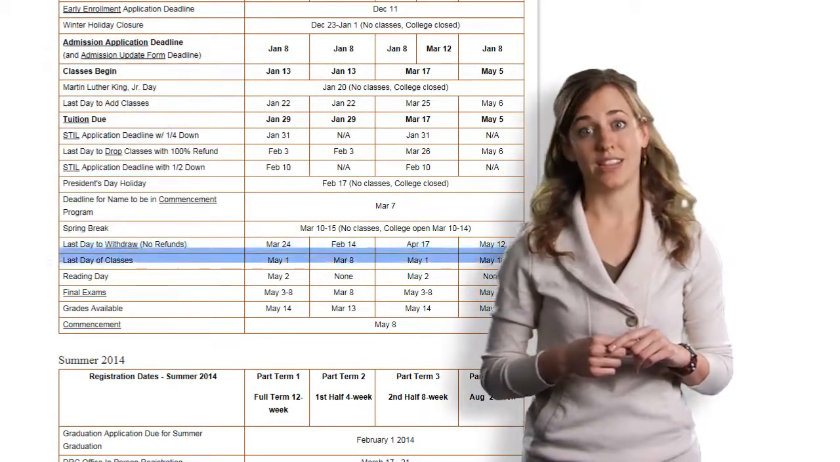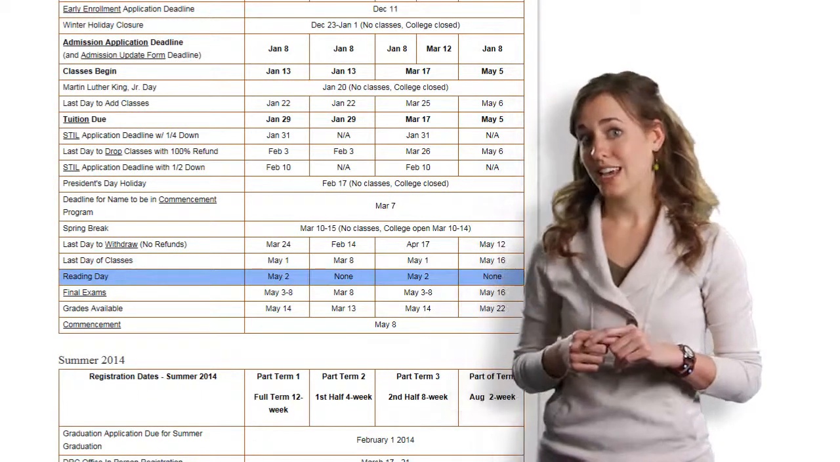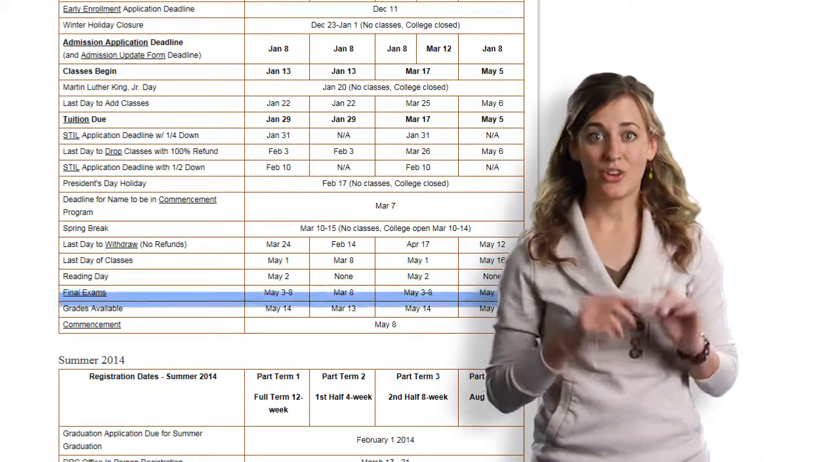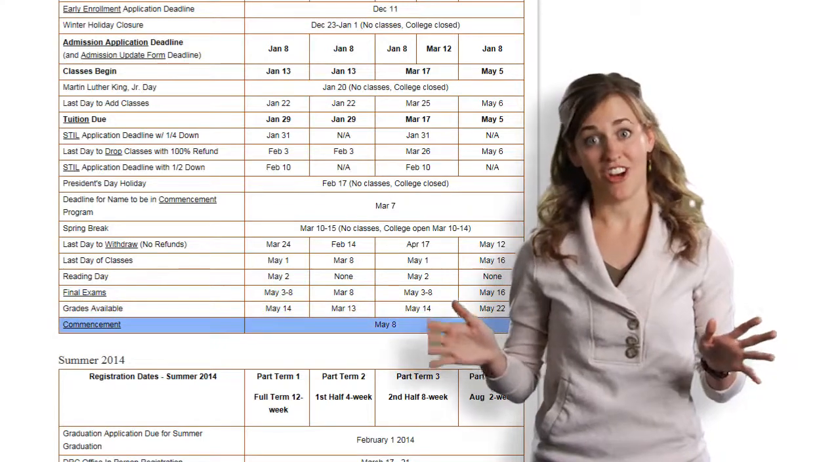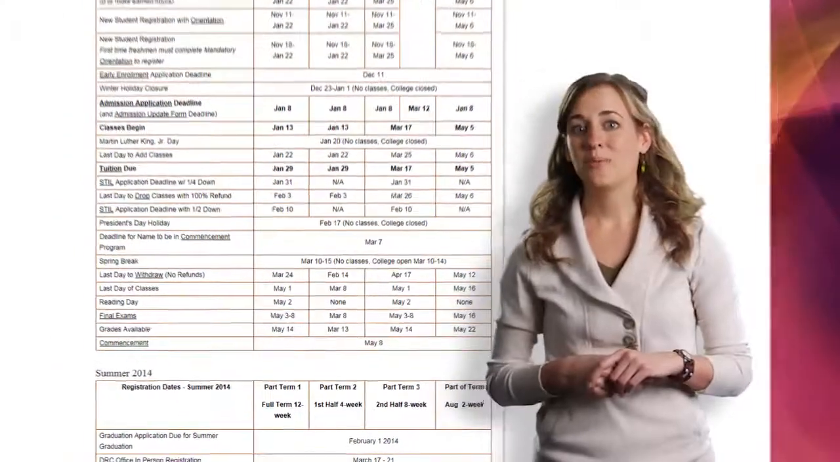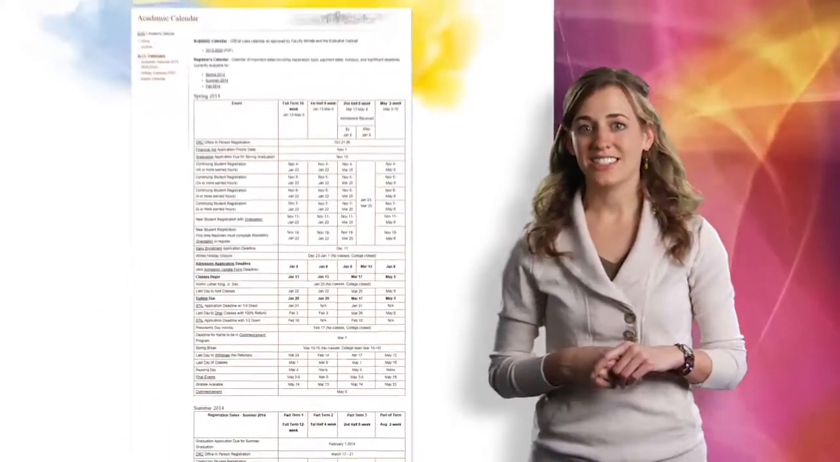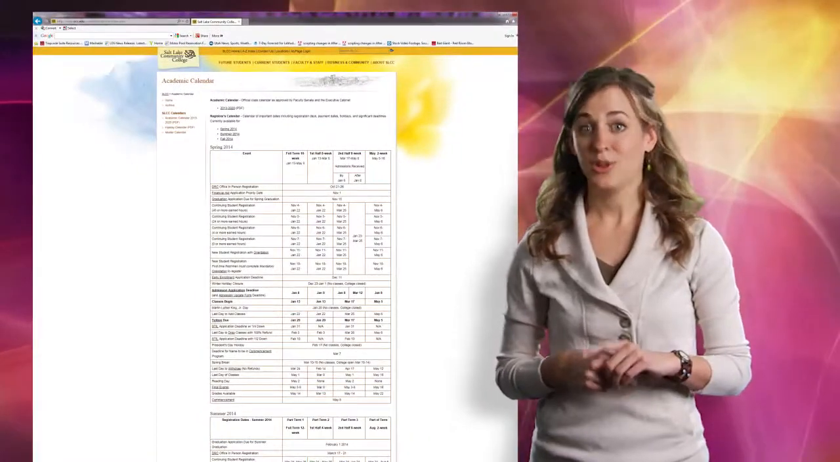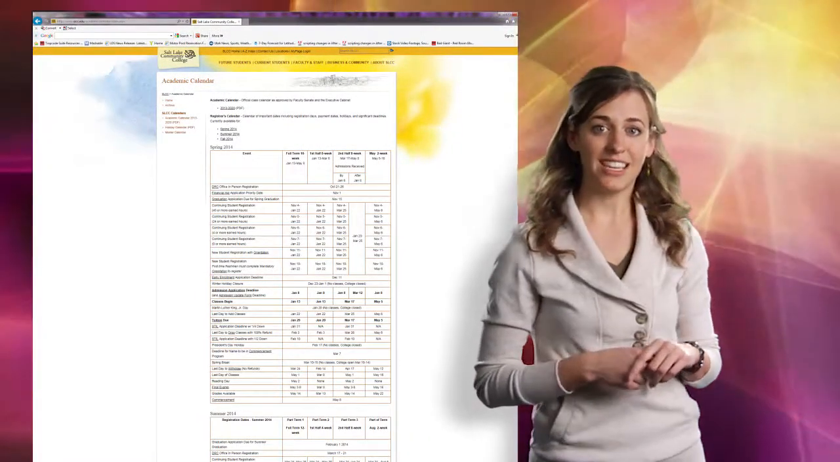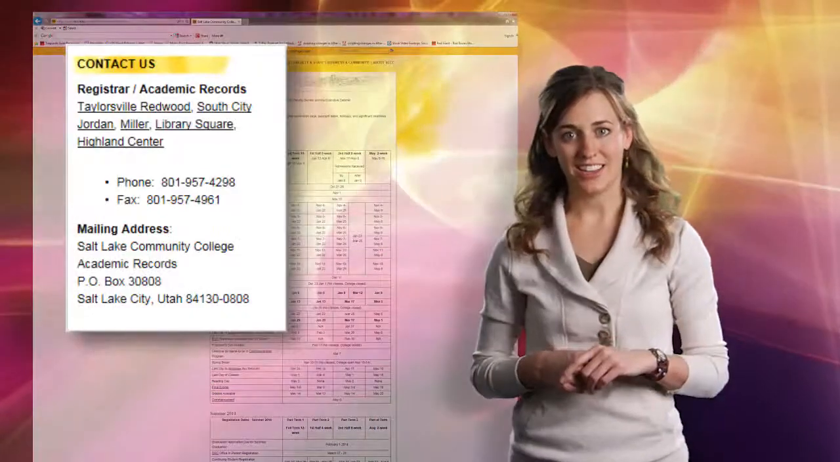You can also find the last day of classes, reading day, final examination dates, grades available, and commencement dates on this calendar. We hope this has helped you better understand the SLCC academic calendar. If you have more questions regarding the SLCC academic calendar, please contact the Office of Registrar and Academic Records at the Enrollment Services website shown on the screen.